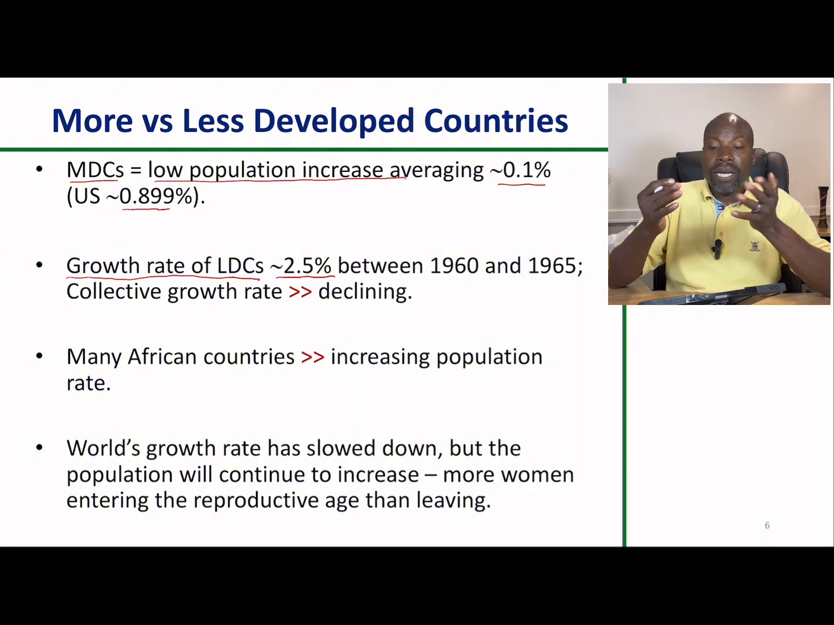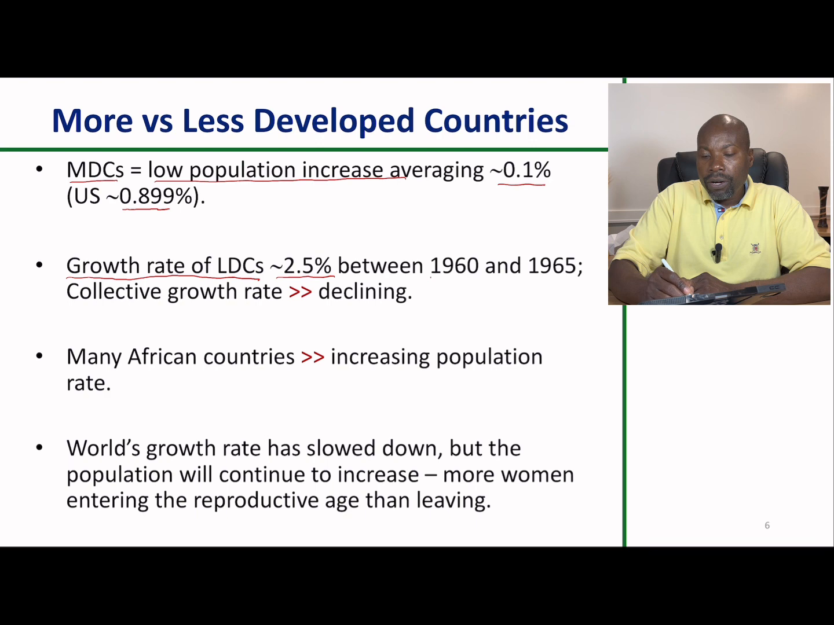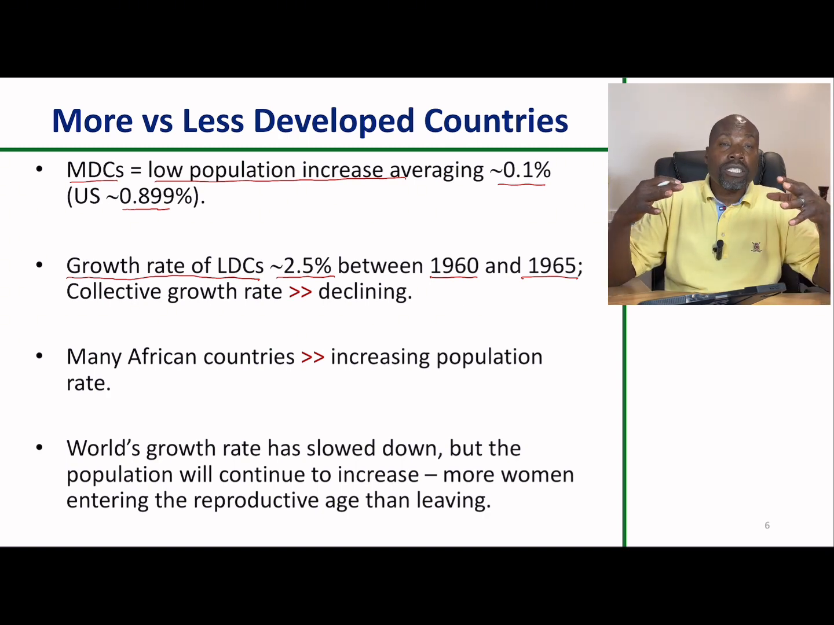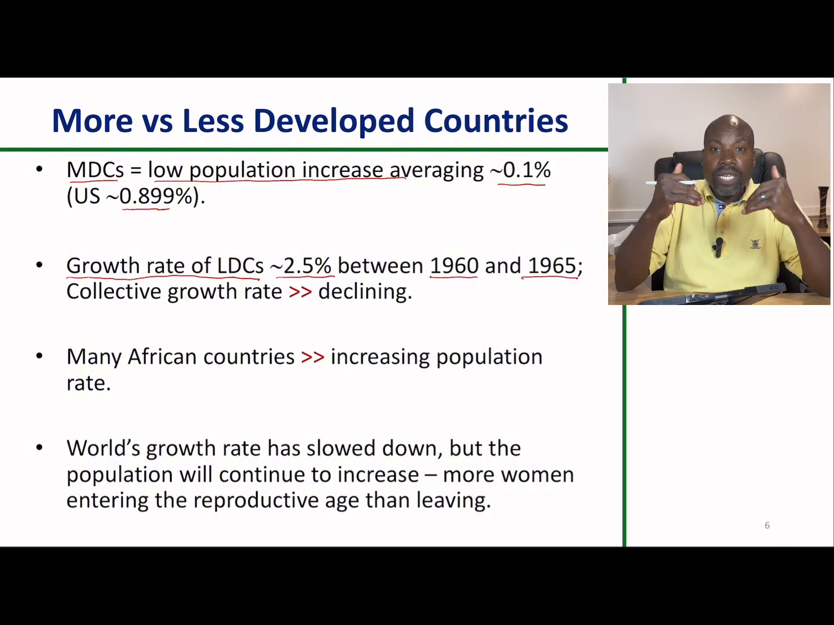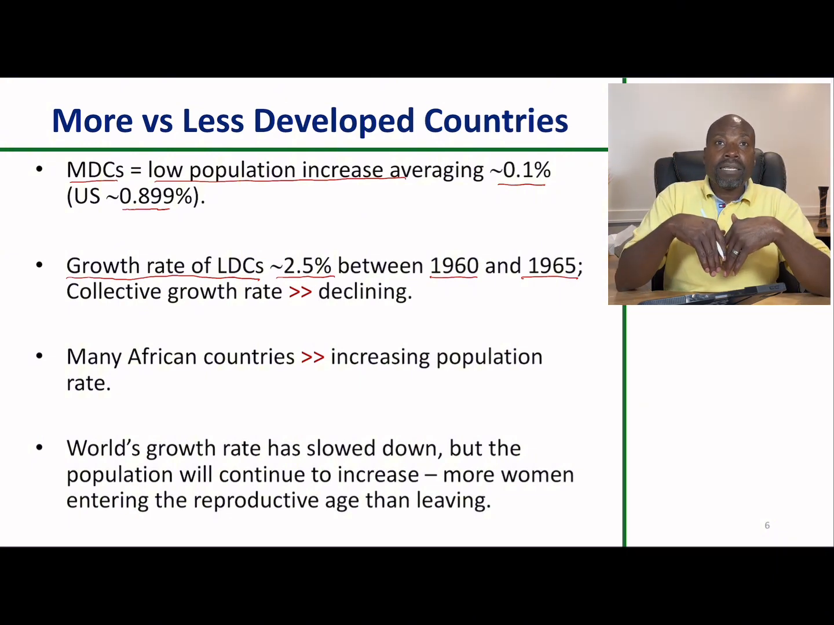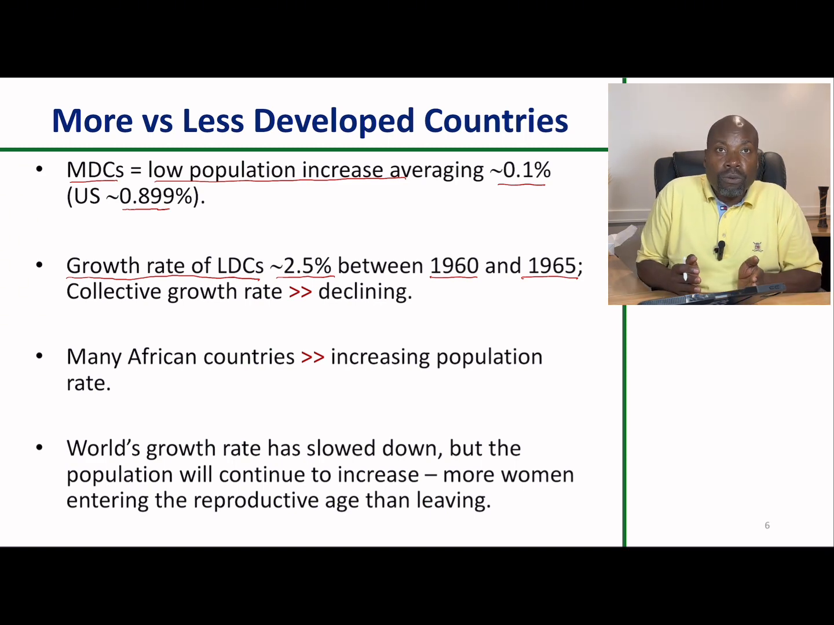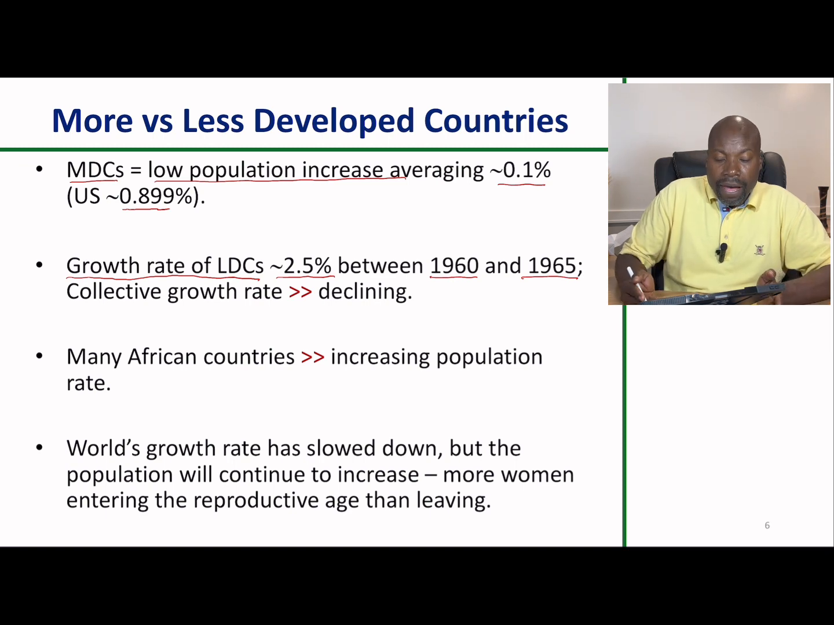And this is comparing what happened between the 1960s and 1965. But when we look at the less developed countries collectively, there is a decline in the growth rate. Now, when we look at the increase in the growth rate in less developed countries, many of them are located in Africa, in Asia, and in the Pacific, right? We have an increase in the population rate in these areas.